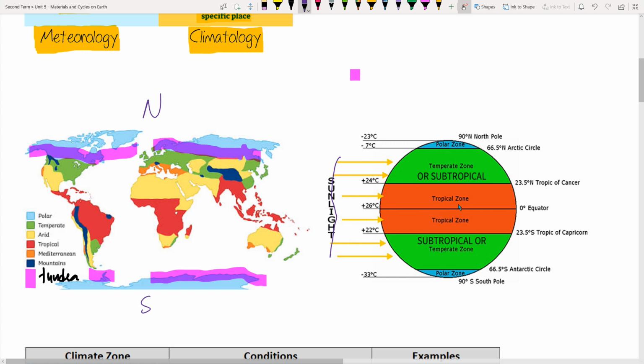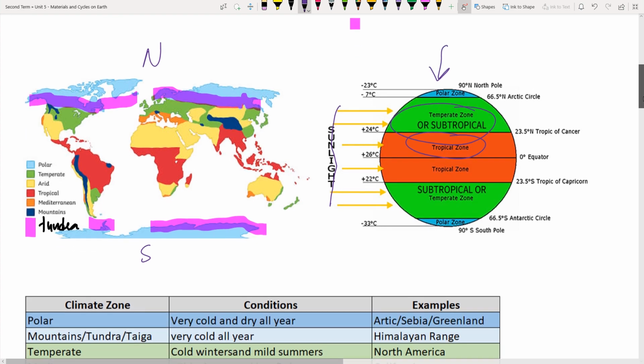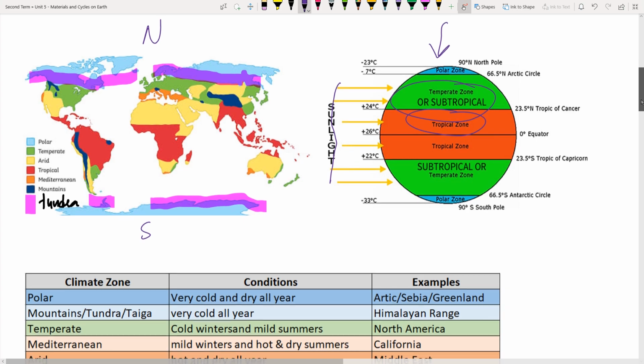So in the middle we've got the tropical zones, where the temperature is very hot. Then we have the subtropical or the temperate zones, which receive average heat and average cold. And then we have the polar zones, which receive the most cold and barely get any sun, right? So these are the maps.